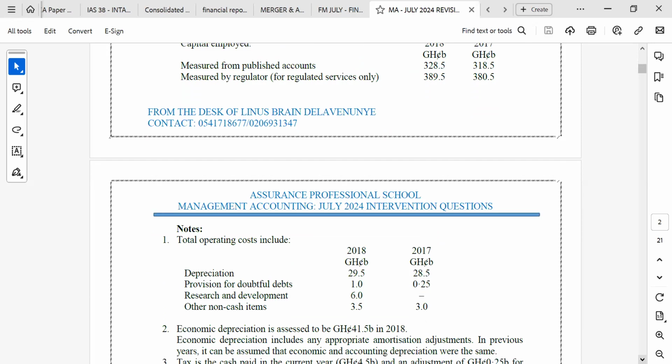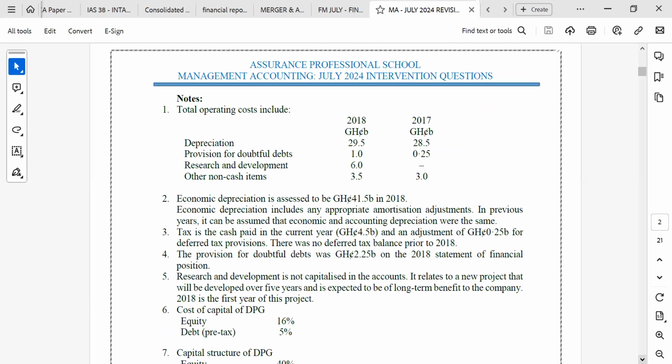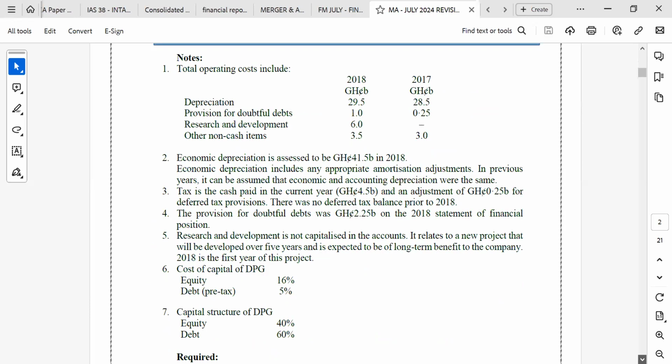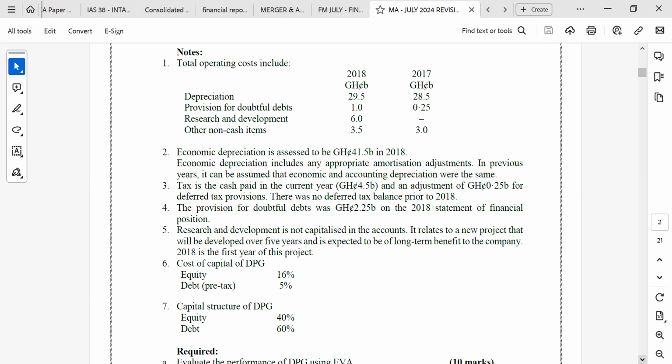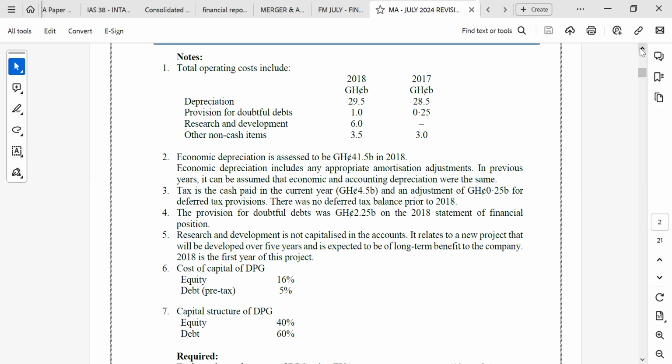Kindly scroll up for me. Can you see now? What I see here is capital employed, measured. Who can see something different? I can see notes. Total operating cost. Yeah, notes. So the person who is seeing the notes should read for us.